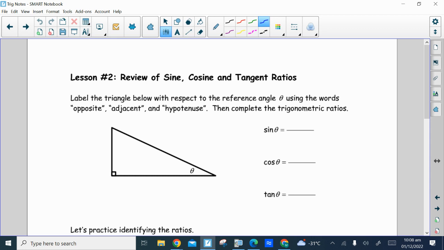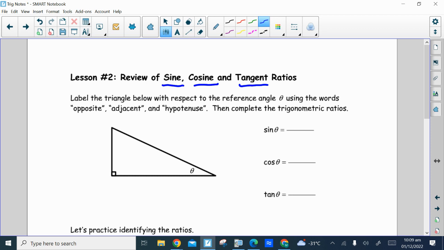And the three trig ratios are the sine of the angle, the cosine of the angle, and the tangent of the angle. Those are our three trig ratios. But before we look at these trig ratios, we have to learn how we're going to label the sides of a triangle. So this says label the triangle below with respect to the reference angle theta using these words: opposite, adjacent, and hypotenuse. And then we will complete the trig ratios.